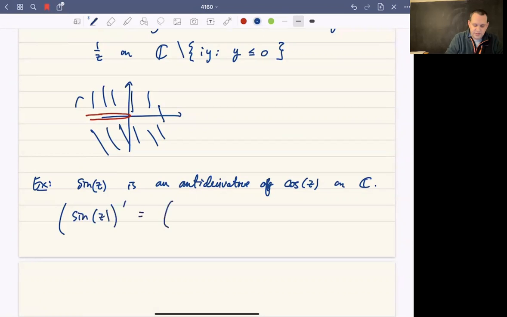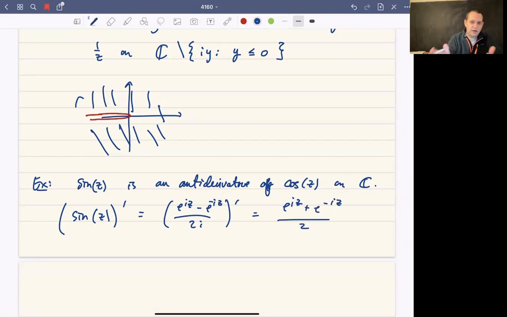If you were to differentiate that, you would get, this is e to the iz minus e to the minus iz all over 2i. And you can check when you differentiate that, you should get e to the iz plus e to the negative iz over 2. Okay, and I'll leave that to you to verify, but sine really is still an antiderivative of cosine.